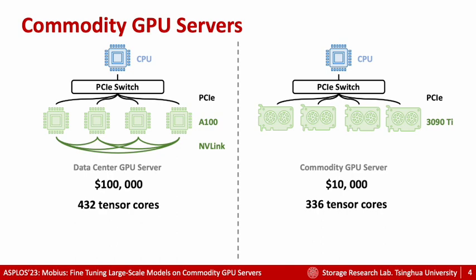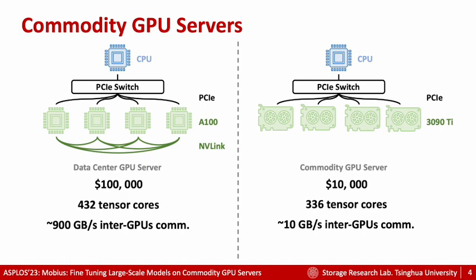First, the bandwidth of inter-GPU communication in commodity GPU servers is low. In data center GPU servers, GPUs are fully connected via NVLink, which enables up to a 900 GB per second bandwidth between any two GPUs. However, commodity GPU servers do not support fully connected NVLink. Thus, their inter-GPU communication only reaches a bandwidth of PCIe bus around 10 GB per second.